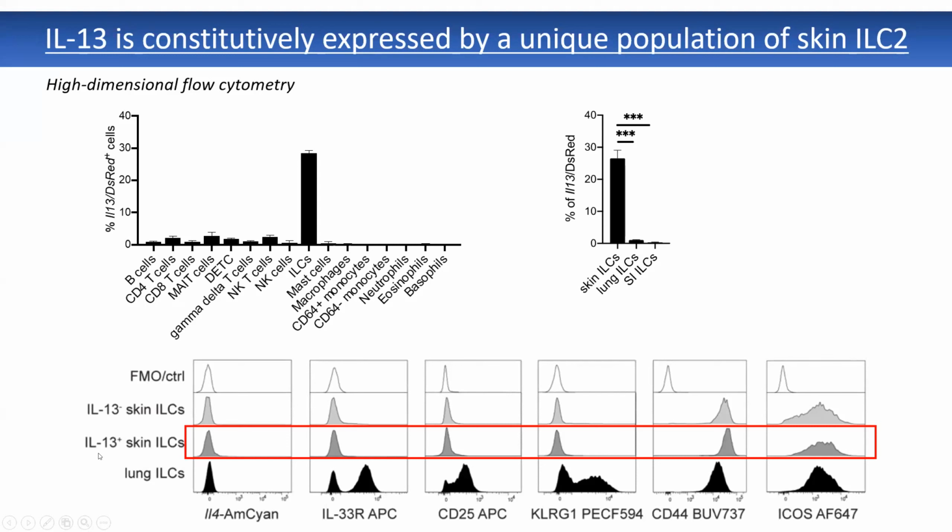although they expressed IL-13 and would thus belong to the ILC2 lineage, we could not find the expression of classical ILC2 molecules such as IL-33 receptor or CD25 or KLRG1, which really was perplexing to us, because the phenotype of those ILCs, albeit the expression of IL-13, was a resting phenotype and was only characterized by the expression of CD44 and ICOS.